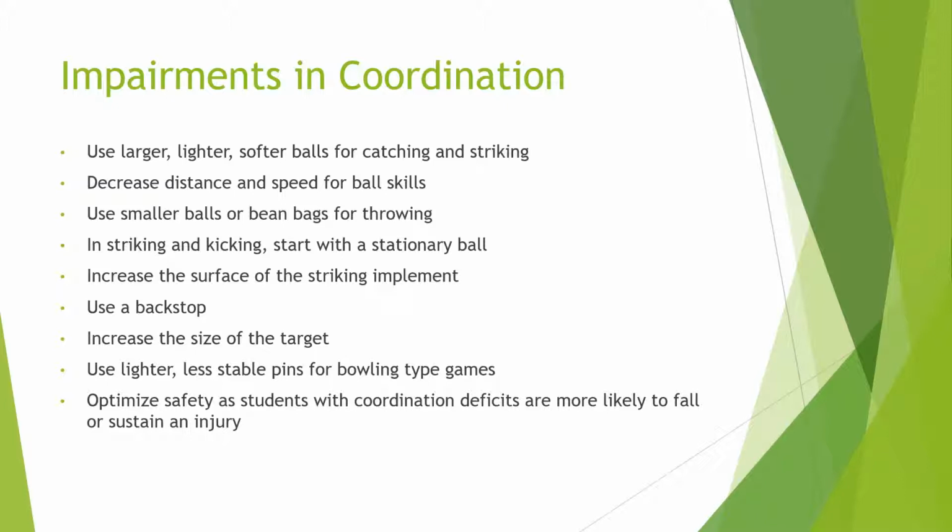Use lighter, less stable pins for bowling type games, and set the pins closer together so that the child has more opportunity, if they hit one, to get more of them knocked over. Optimize safety, as students with coordination deficits are also more likely to fall or sustain an injury.